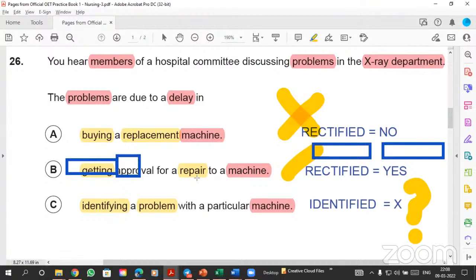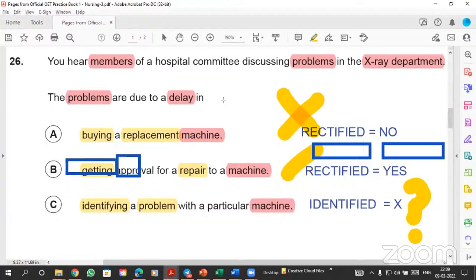Are they replacing the machine entirely? No. They are buying a new tube for it, meaning the machine. So that means they are repairing the machine. They have identified the problem, and the problem is not with the machine, the problem is with the tube. So the tube is replaced, but the machine is repaired. The tube is replaced, not the machine. So replacement is right, but machine is wrong.